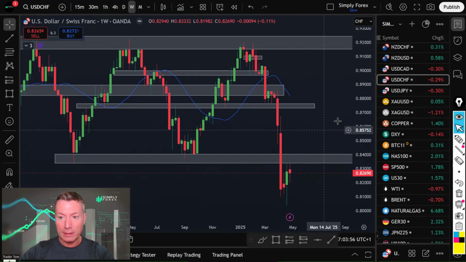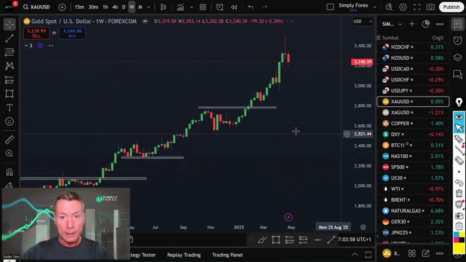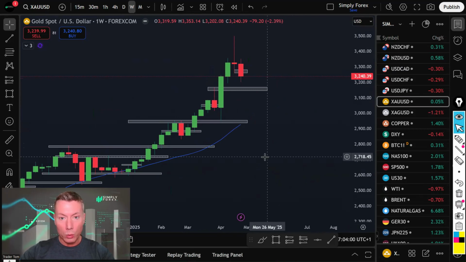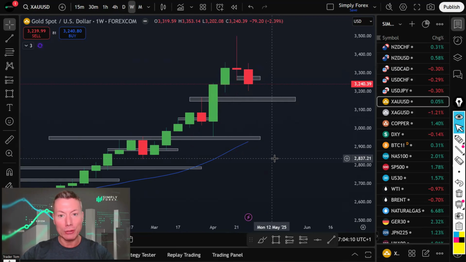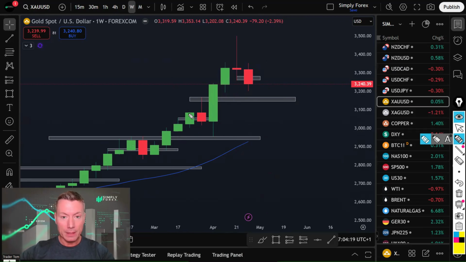And then the other flight to safety we want to look at is gold. Right now, gold, as we know, was the strongest thing in the universe. It was stronger than carbon. Don't know if that's the strongest thing, but you get the idea. And guys, these are weekly charts, because these are swing trades.